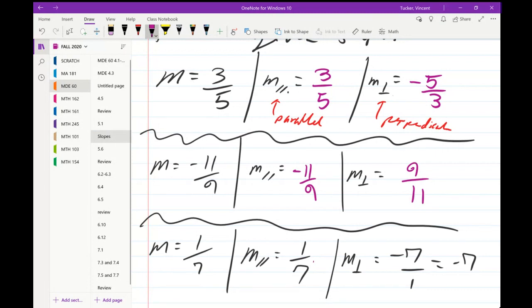So questions on the relationships? Any questions? Parallel, you use the same number, so that would be the same sign as well. But then perpendicular, you will use opposite signs and flip the fraction.